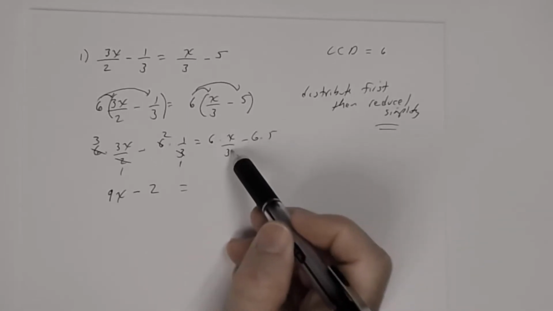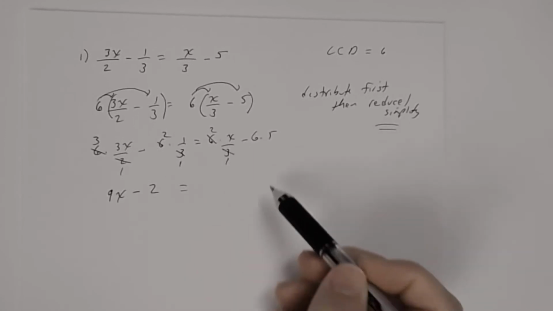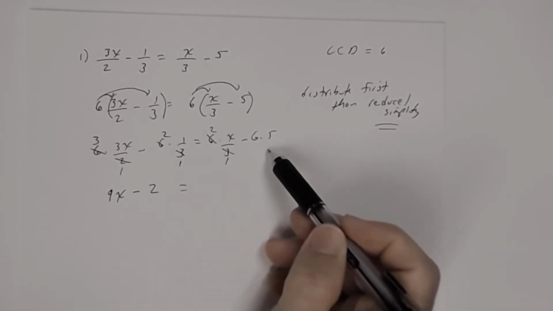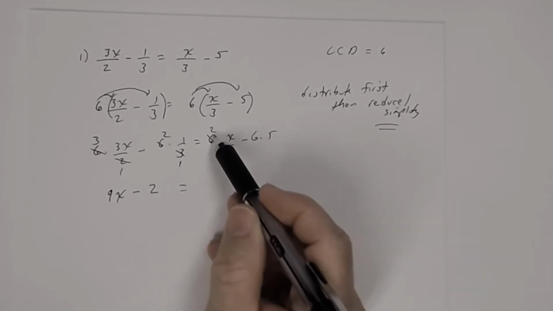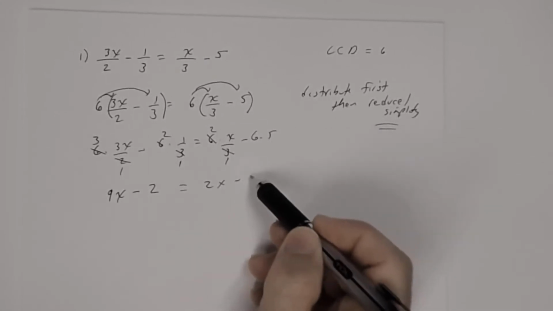And it does. So look on this side. 3 into 3 is 1. 3 into 6 is 2. So I get a factor of 1. Okay, and this already had a factor of 1, remember? Okay, so 2 times x is 2x minus, and then 6 times 5 is 30.